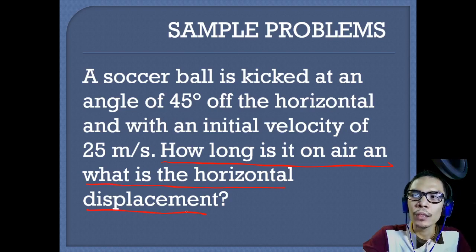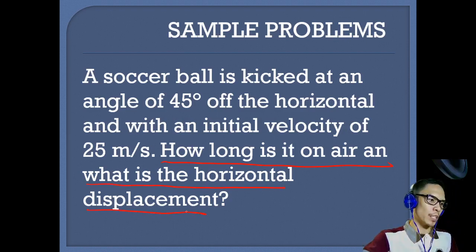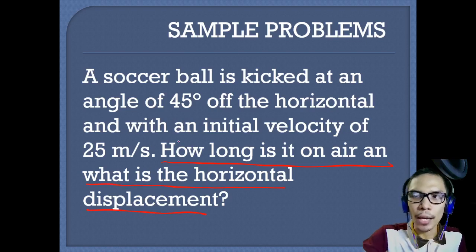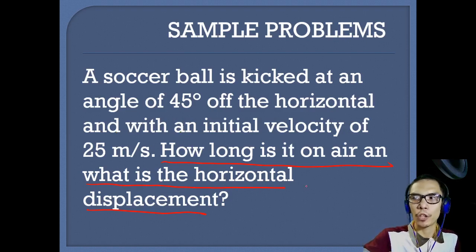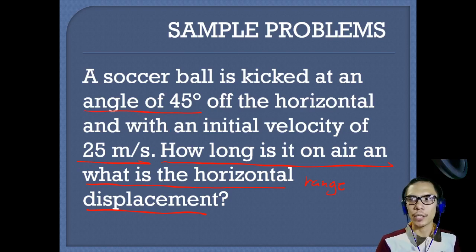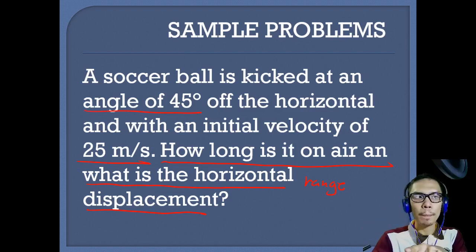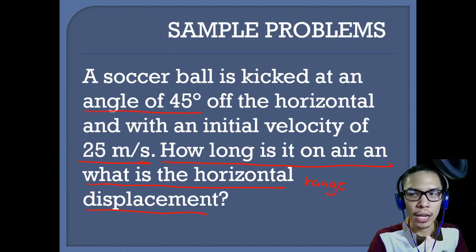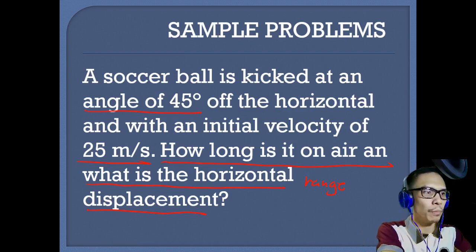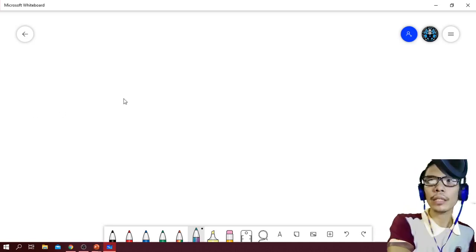Now, what is the horizontal displacement of this problem? The horizontal displacement is also called the range. So what are the things that we have here? The angle of 45 and the initial velocity of 25 meters per second. There's no cliff involved here, so this is level ground. So let's go to our whiteboard.